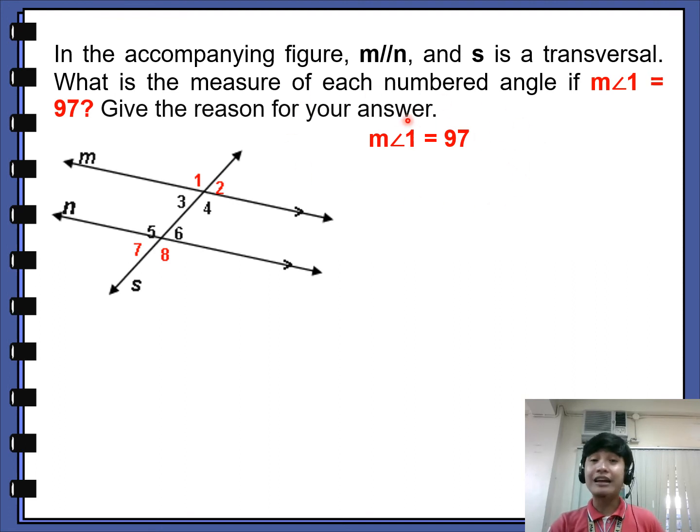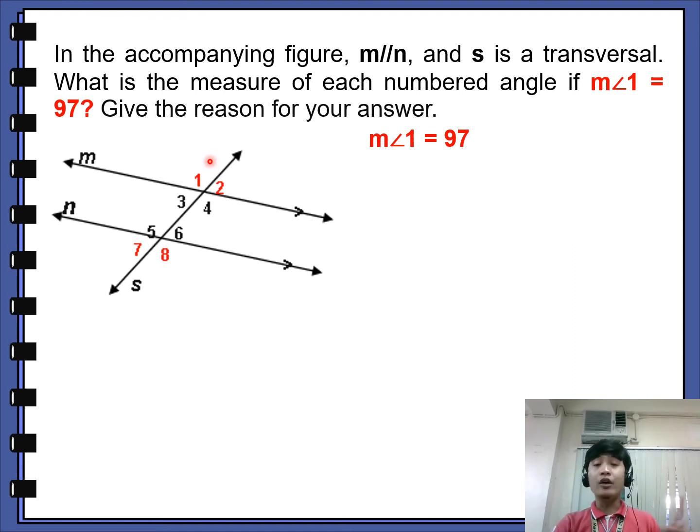Oo, gagamitin talaga natin siya kasi siya lang ang may sukat pa eh. Angle 1, measurement of angle 1 is equal to 97. Para mas maging organized tayo, unahin natin lahat ng mga angles na nasa left side. Ito muna unahin natin, okay? Para hindi tayo malito. Now, measurement of angle 1.